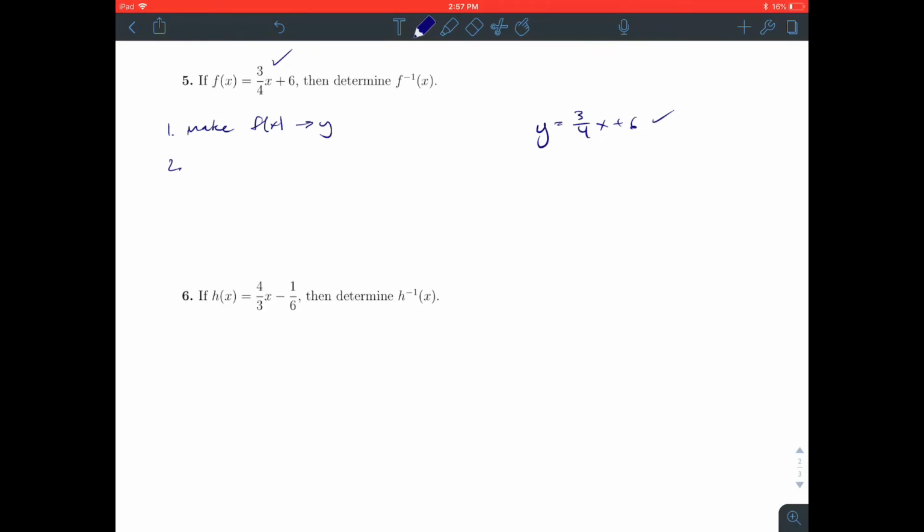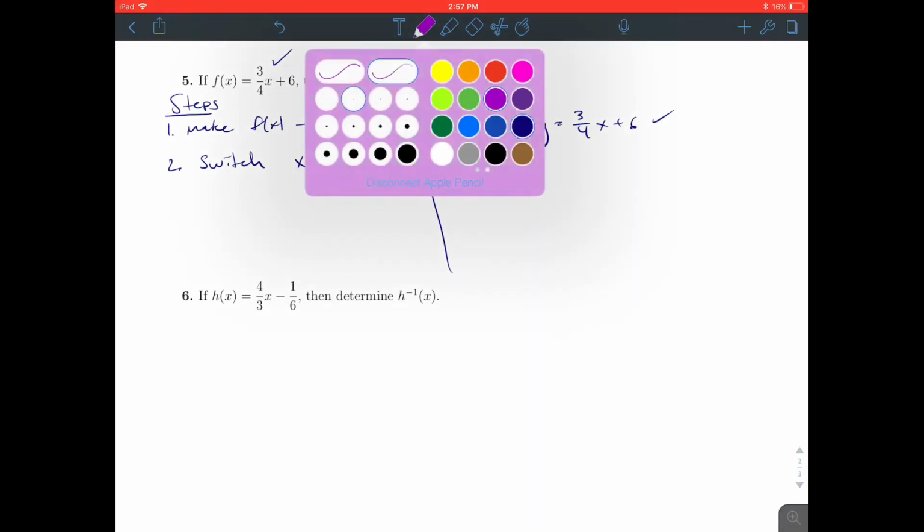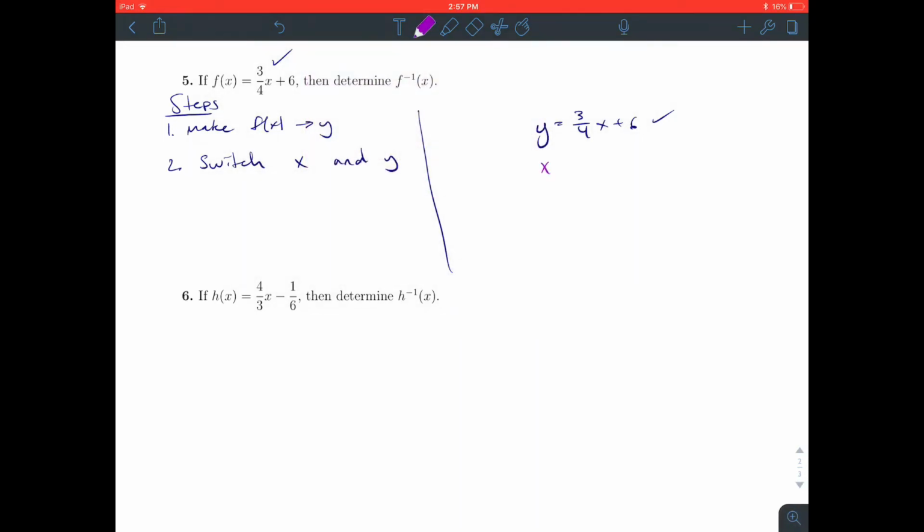The second step is now to convert it to the inverse. We switch x and y. Let me put a category over here, steps, and a line to divide it so it's clear. Switch x and y. So now this becomes our inverse function. We get x and y, and we fill in the rest of the details without changing them. All right, so now the only steps left are to isolate y, and then make your substitution back.